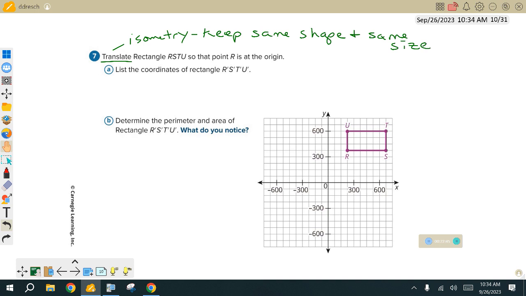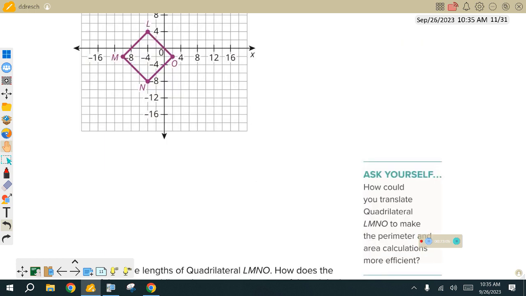Moving things to the origin is nice sometimes because 0, 0 is nice to work with, isn't it? All it really is doing is asking you, is it changing anything about the shape and size of it? No, it kept the things the same. All right, that's all I was asking about. We're going to move on.